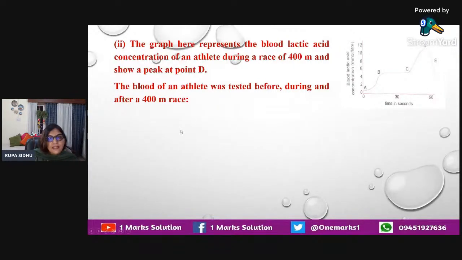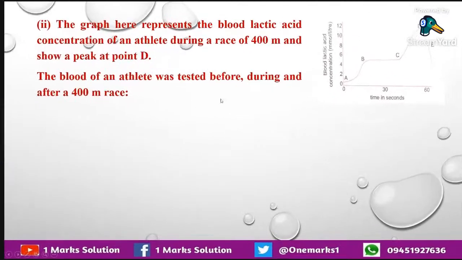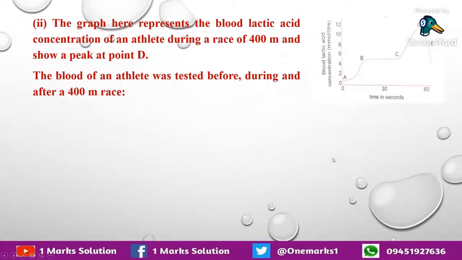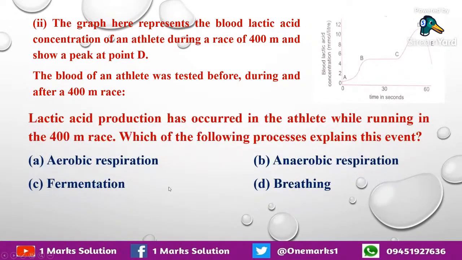The blood of an athlete was tested before, during, and after 400 meters race. And based on his lactic acid concentration in the blood, this graph was plotted. Now, the question is, lactic acid production has occurred in the athlete while running in the 400 meters race. Which of the following processes explains this event? Now, you should be clear that lactic acid is produced during anaerobic respiration. Lactic acid is not produced during aerobic respiration.